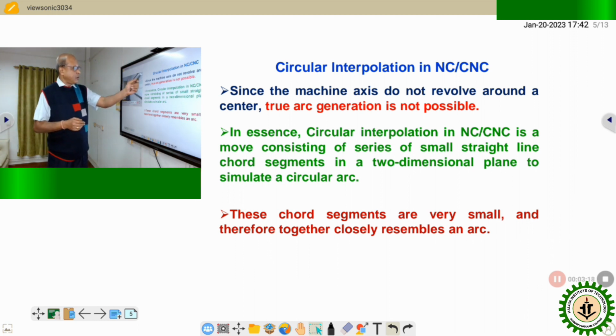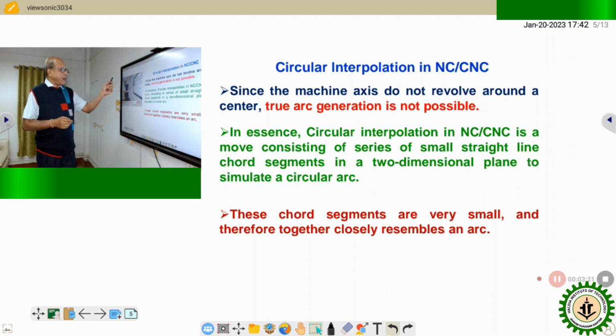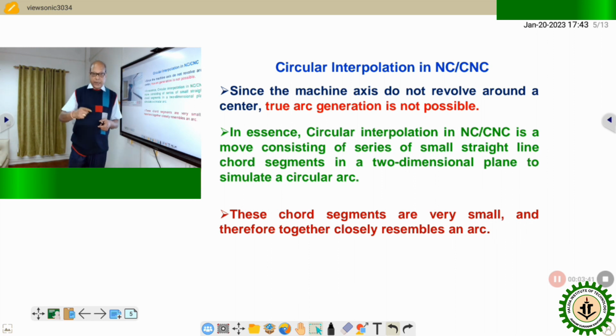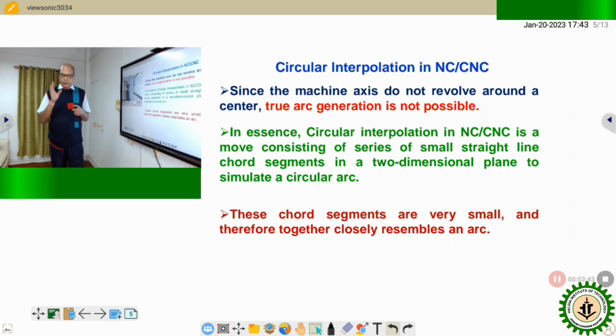Since the machine axes do not revolve around the center, true arc generation is not possible. It is a misnomer to consider that a perfect circular path would be generated in case of a CNC. That is never possible. Because once again, if you can recall the discussion of straight line interpolation, along the typical direction of the straight line, it is never possible to exactly generate the desired path. So it would essentially be the resultant motion of the two mutually orthogonal axes, that is x and y or x and z. So it is basically an approximation. So obviously there will be some error.